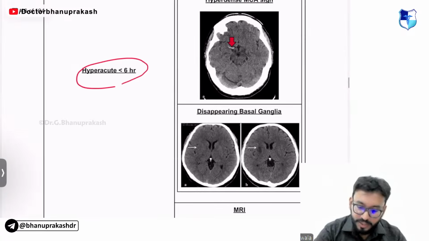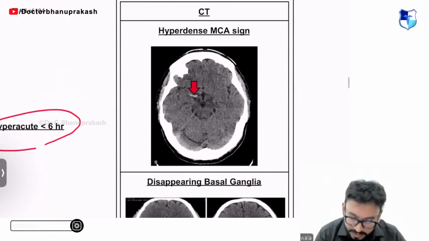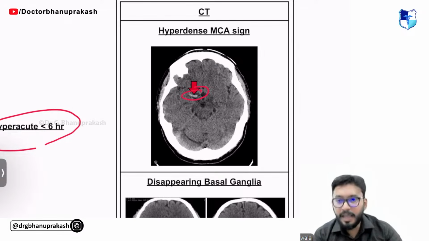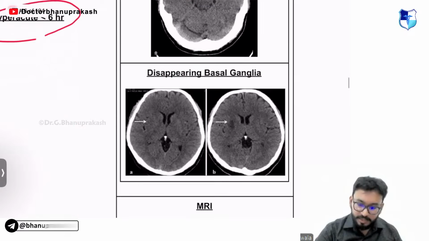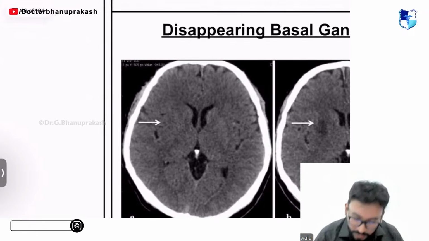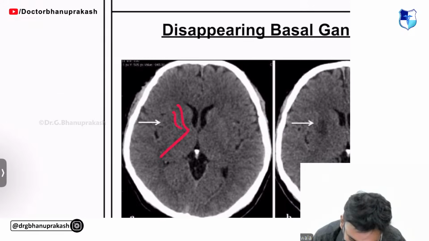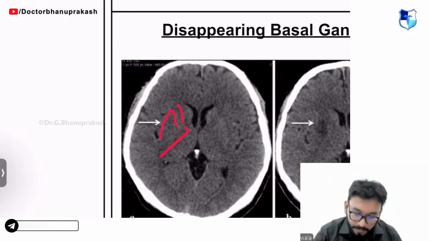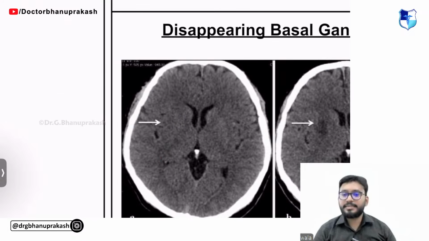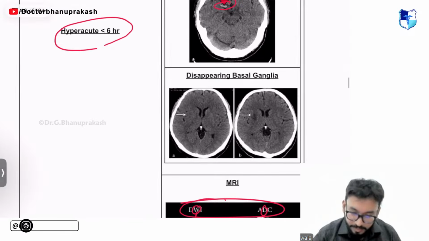On CT, what will you see? There are certain named signs. Look at this. This is the middle cerebral artery, the hyperdense MCA sign. And sometimes you will see the disappearing basal ganglia sign. Normally you can see the internal capsule and the lentiform nucleus, which is a part of the basal ganglia. But here, can you make out anything? No, you cannot. The basal ganglia has just disappeared. This is known as the disappearing basal ganglia sign.